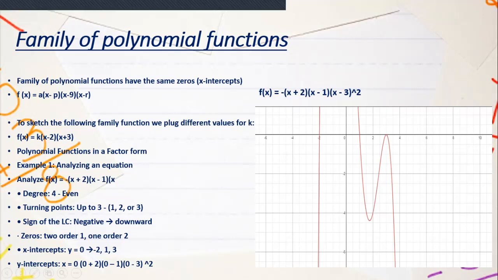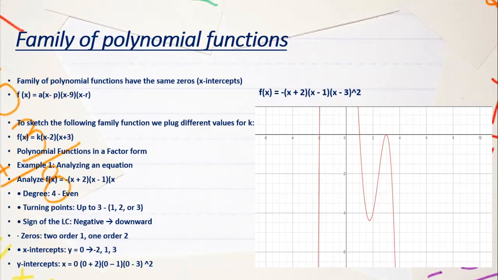f of x equals negative, open bracket x plus 2 close bracket, open bracket x minus 1 close bracket, open bracket x minus 3 close bracket squared. To sketch the following family function, we plug in different values for k. For example, f of x equals k, open bracket x minus 2 close bracket, open bracket x plus 3 close bracket. And the polynomial function in factored form, example 1, analyzing an equation.